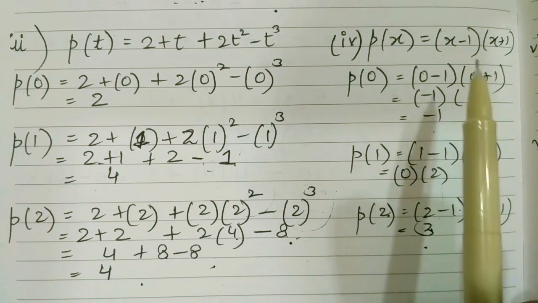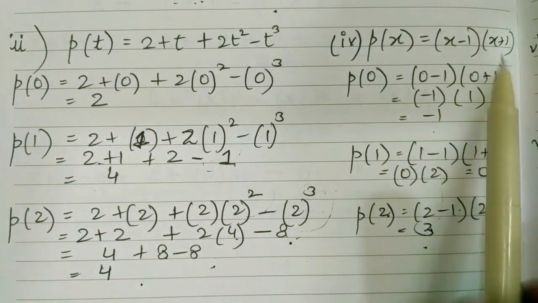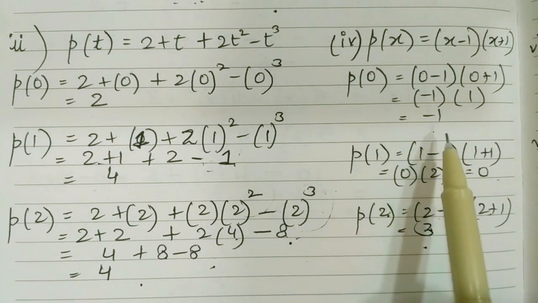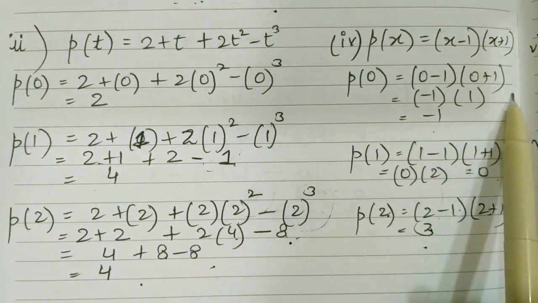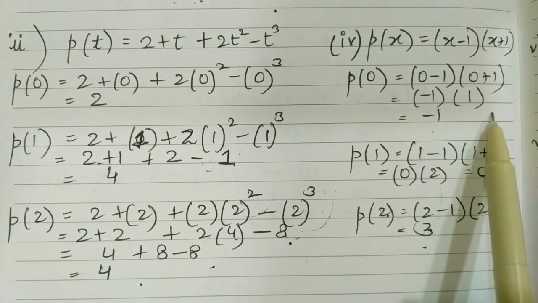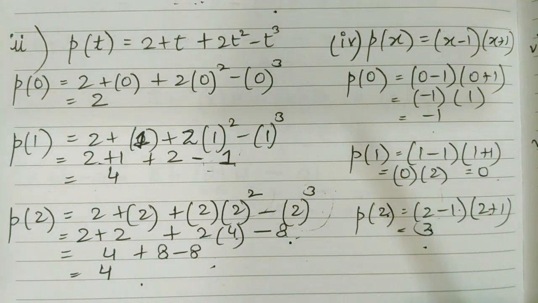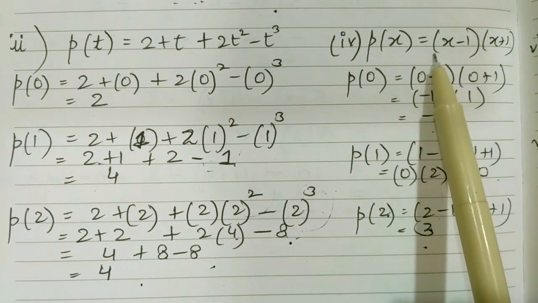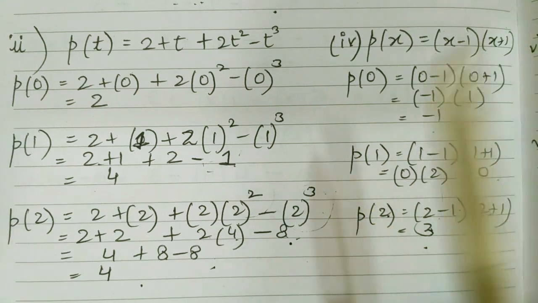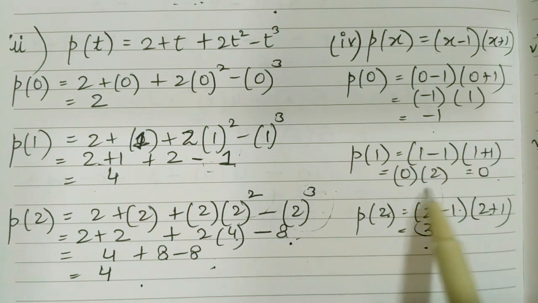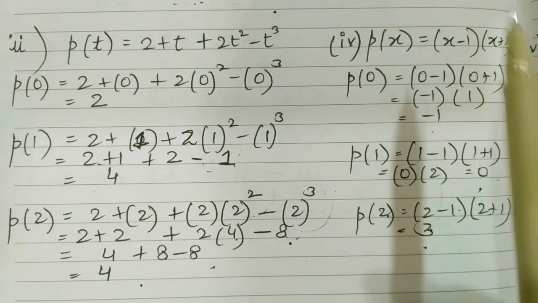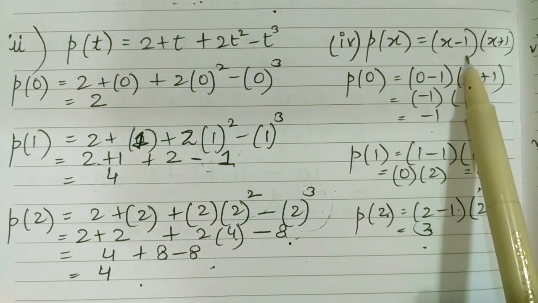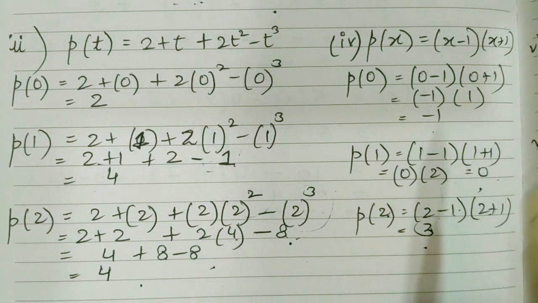The next polynomial is x minus 1 into x plus 1. When I am going to put 0 in this, it will become 0 minus 1 into 0 plus 1. Minus 1 into 1 will become minus 1. When I am going to put 1, it will become 1 minus 1 into 1 plus 1. And anything multiplied by 0 will be 0. When I am going to put 2, it will become 2 minus 1 into 2 plus 1. 1 into 3 will be 3.